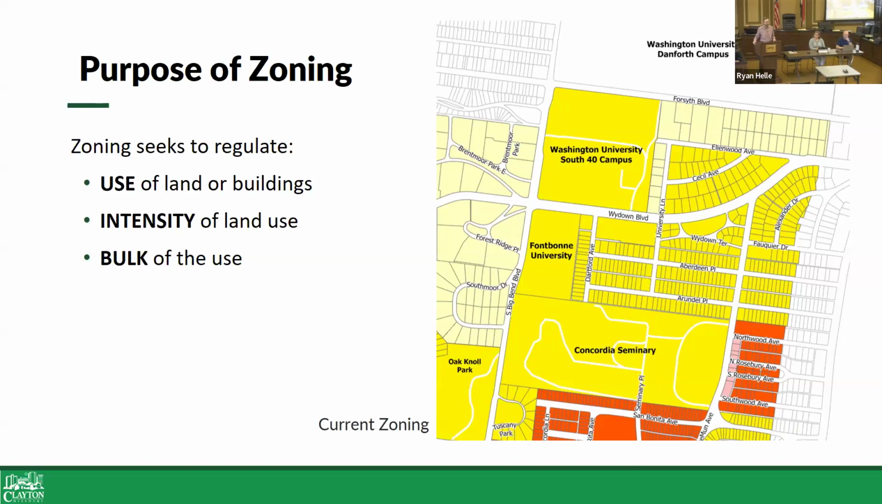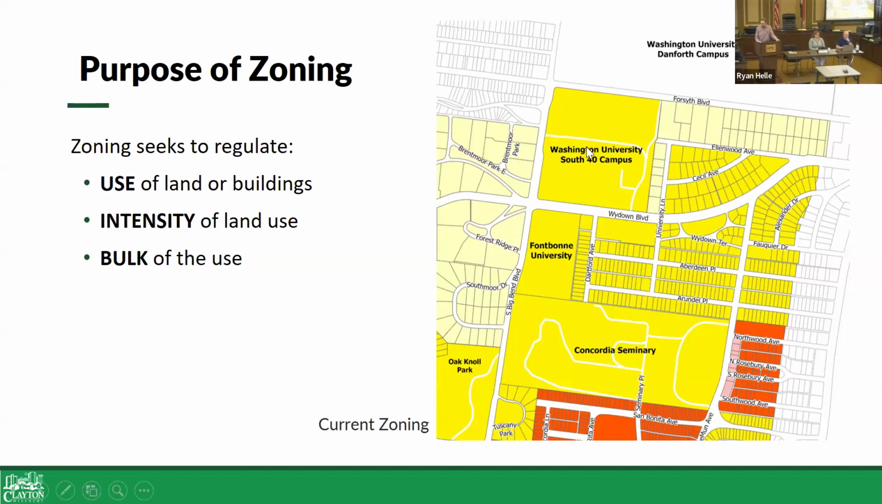And then finally, the bulk of the use. The bulk gets into the design characteristics of the structures on the site. How much of the ground are they actually taking up? How tall is the building? How close to property lines is it? That's what we're talking about when we regulate bulk. And we do that through our design standards, which we'll talk about in a little bit.